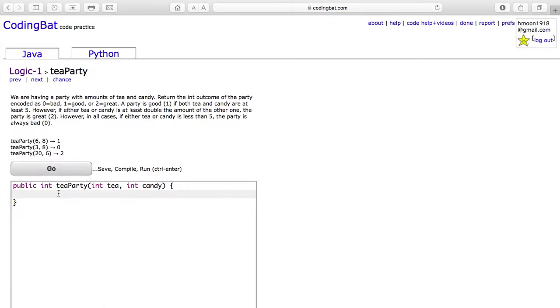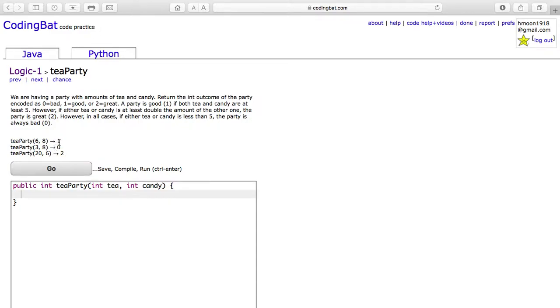Today we are doing teaParty from Logic 1 of CodingBat. The problem reads, we are having a party with amounts of tea and candy. Return the int outcome of the party encoded as 0 equals bad, 1 equals good, or 2 equals great.